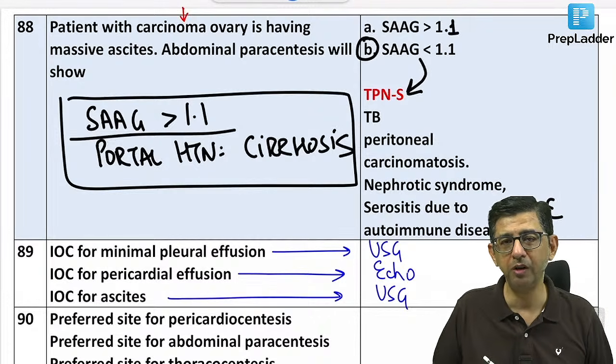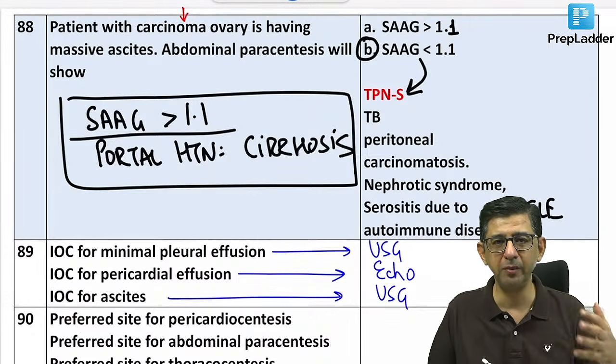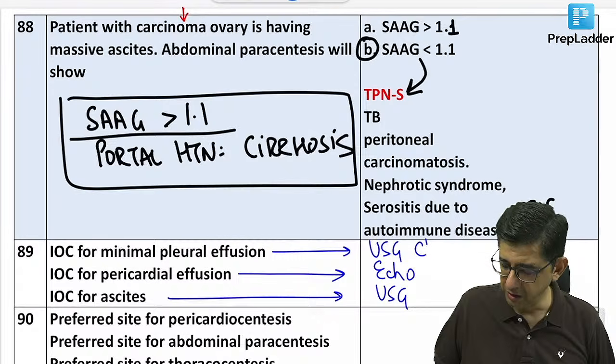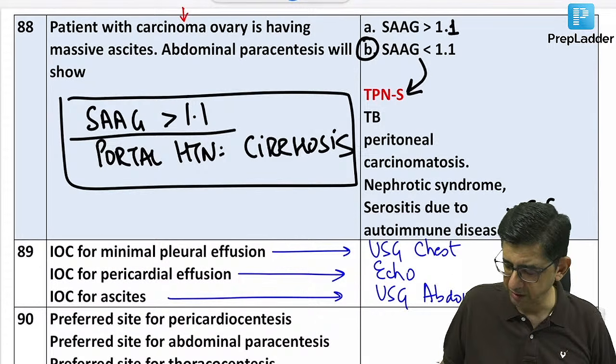Like for minimal pleural effusion, normal fluid is 5 to 15 ml, so anything more than that, what we'll be doing is an ultrasound chest, echocardiography, and an ultrasound abdomen. That would help us in identifying this.